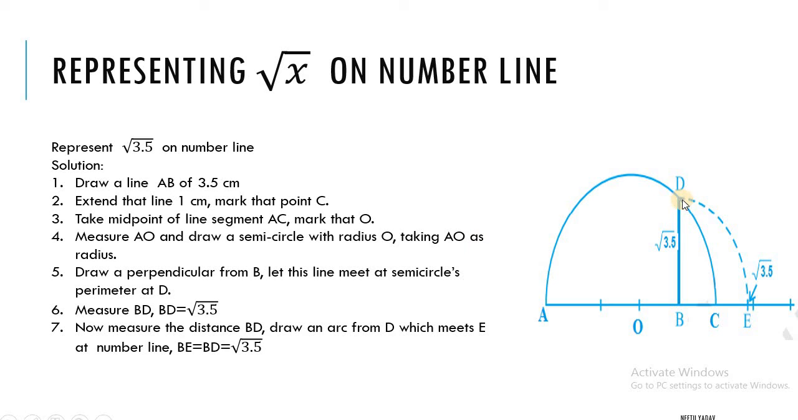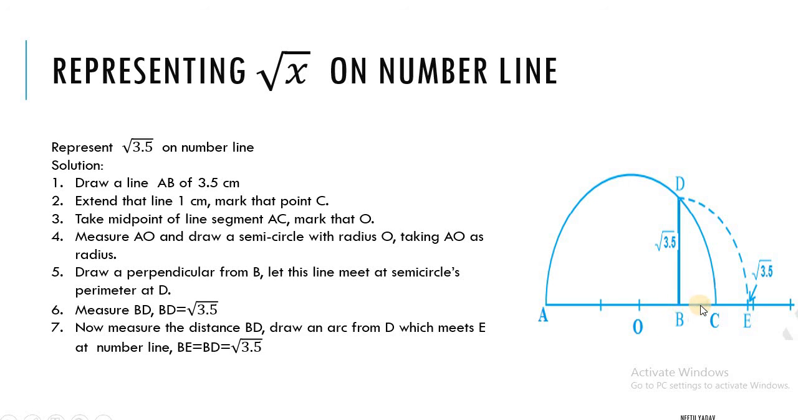How can you verify your answer, this is correct or not? Just measure this with the help of your scale, and you know how to find square root by long division method. So you can calculate root 3.5 by long division method, and you will get that the measurement of this length is equal to the result which you have found by calculating root 3.5 by long division method.